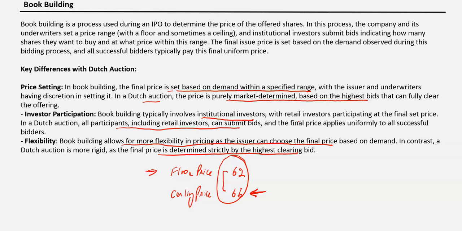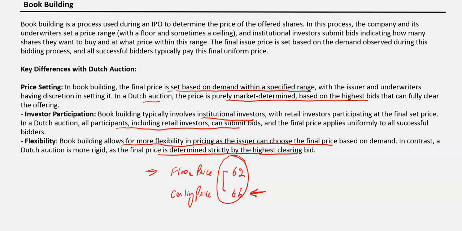So, book building is a process to determine an IPO price. It will start with the floor, with the minimum value, and with the ceiling value. Sometimes it starts only with the floor value and sometimes with the floor and a ceiling value. Book building is a process for the institutions. Retail investors, individual investors will be invited after the set price. So it is different from the Dutch auction method.